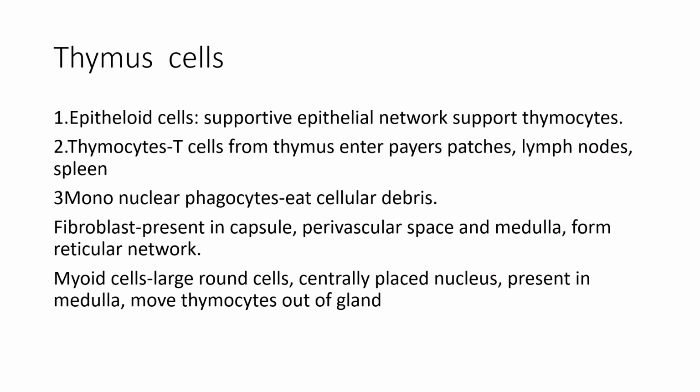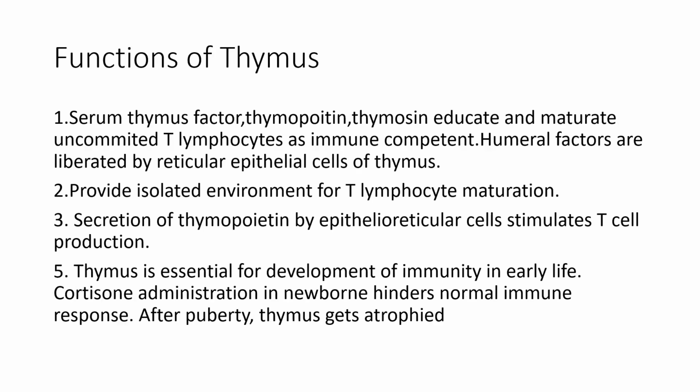The cells present in the thymus are mainly thymocytes, which are the T lymphocytes, and epithelio-reticular cells, which form the supportive framework. Apart from these two cells, we also have a few mononuclear phagocytic cells. We have fibroblasts in the capsule, perivascular spaces, and medulla, and there are myoid cells. These cells help to move thymocytes out of the gland.